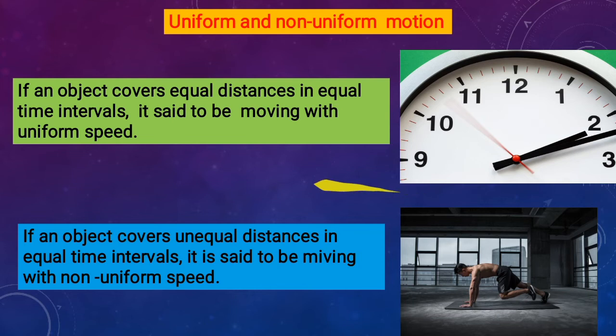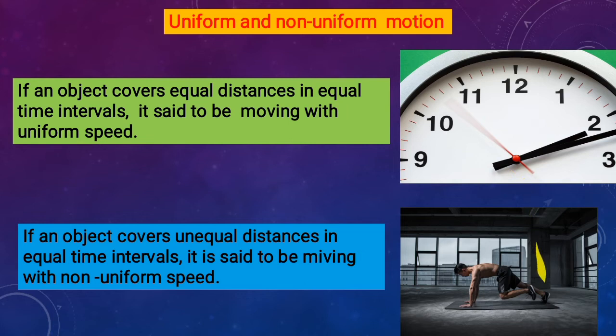The hands of a clock cover equal distance in equal time intervals. Suppose in 1 second the hands of a clock will go from here to here, or in 5 seconds will go from here to here. So what do we know? That the seconds hand is covering equal distances in equal time intervals. Such a motion is called uniform motion, and the speed is said to be uniform.